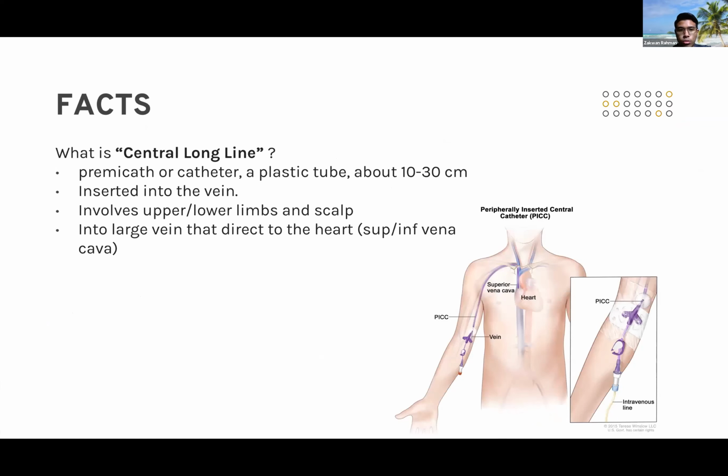So what is a central long line? It is a catheter, a plastic tube about 10 to 30 cm, inserted into a very large vein of the upper or lower limbs, and rarely the scalp, into a large vein that leads directly to the heart through the superior and inferior vena cava.